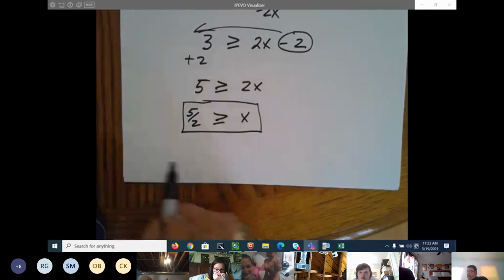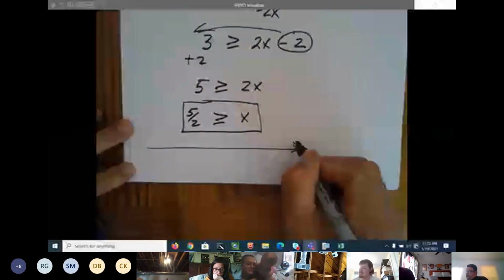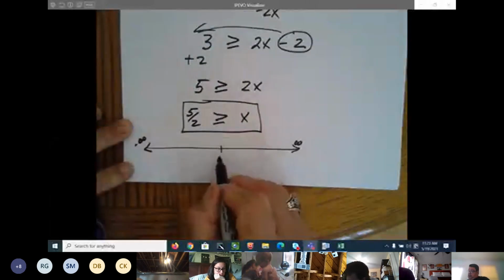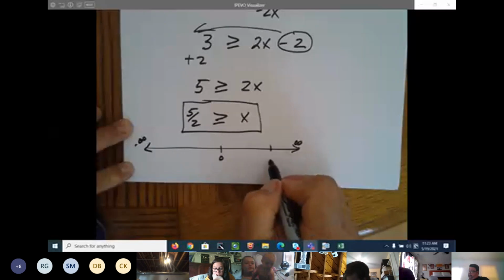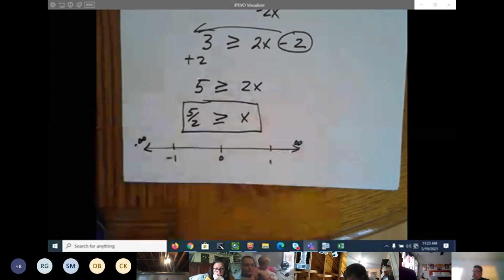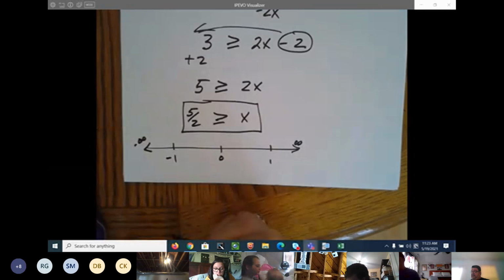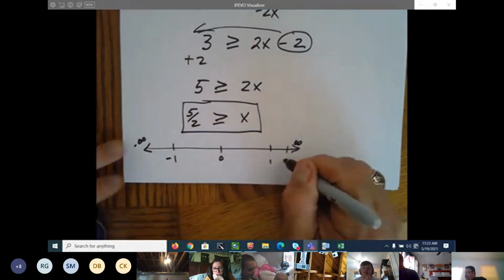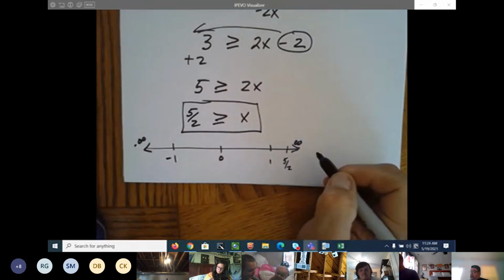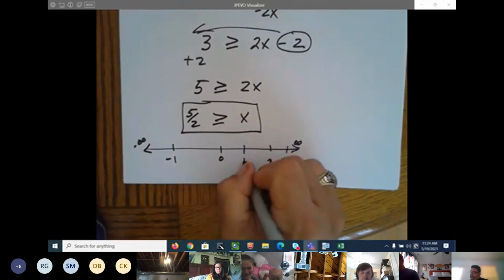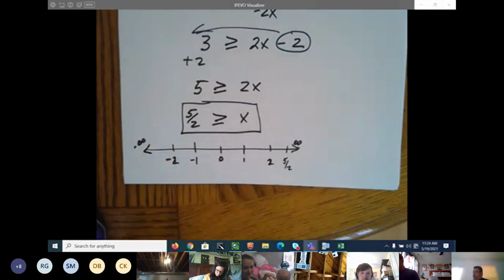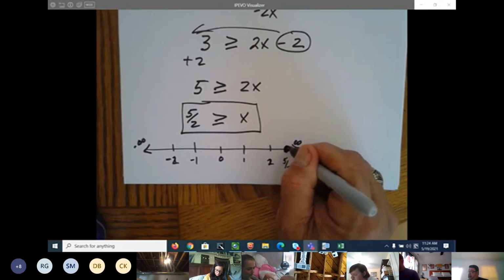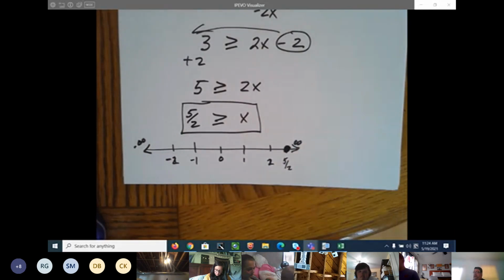So now I draw my number line. This is positive infinity. This is negative infinity. 0, 1, negative 1. Where is 5 halves? Well, 5 halves is 2.5, so it's down here, between 2 and 3. It's right in here. So the 5 halves is right here. So I draw my big filled in circle right there.